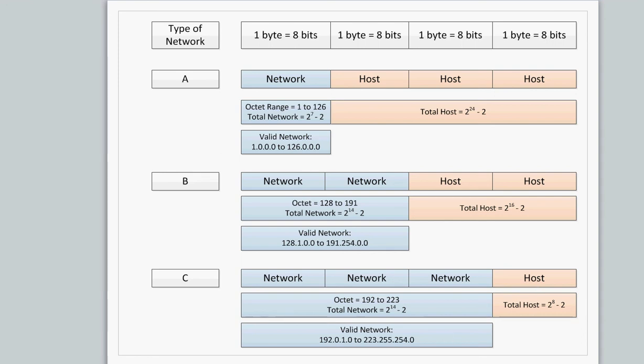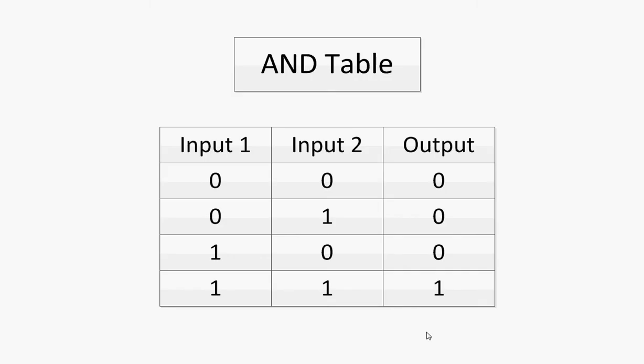Before we start to go over IP subnetting, I want to cover one more thing, the AND table. In the AND gate, if you have 2 inputs, 0 and 0, then the output will be 0. If you have 1 and 0, then it will be 0 again. 0 and 1 is equal to 0. Both inputs have to be 1 to make the output 1. So just remember this AND table, as it's going to be used in IP subnetting.